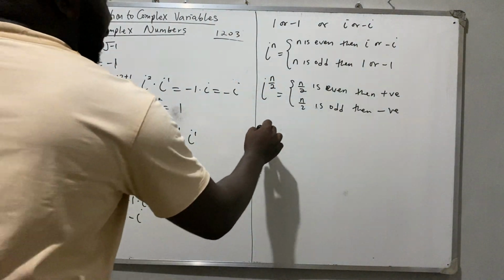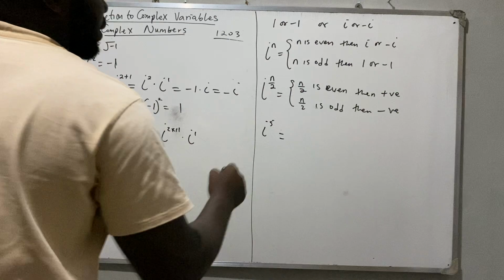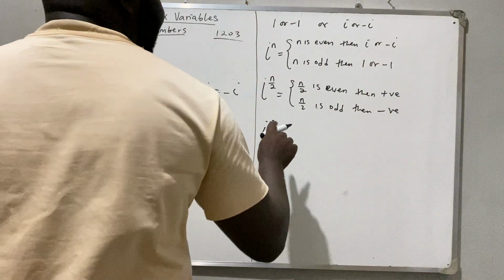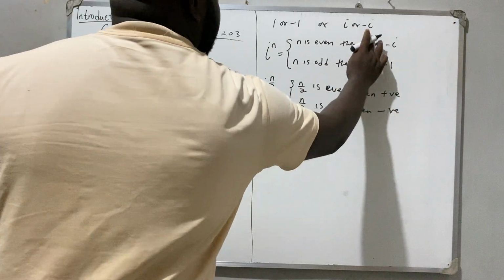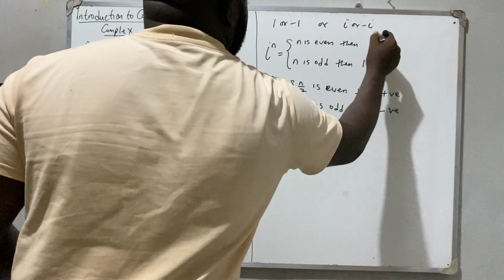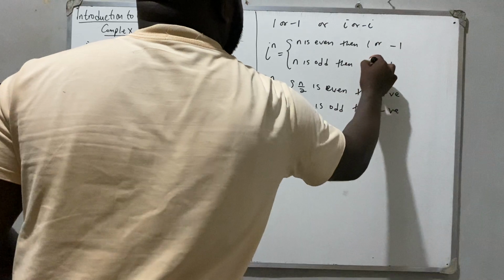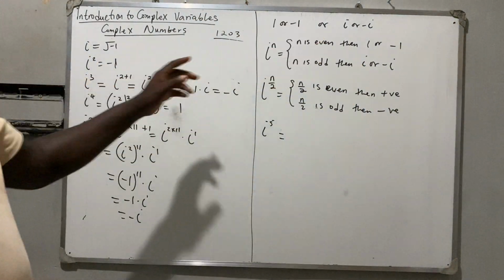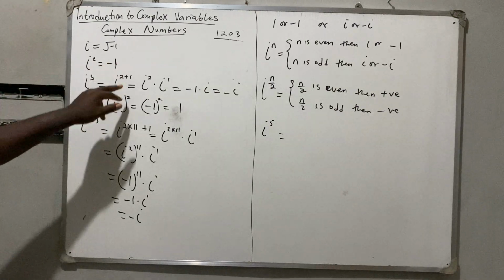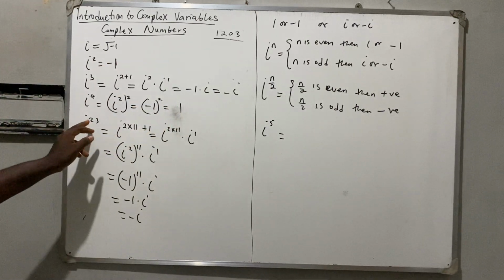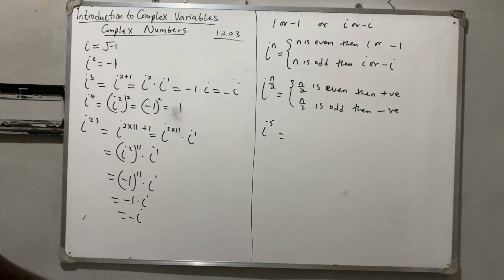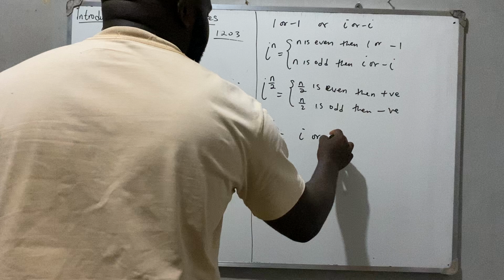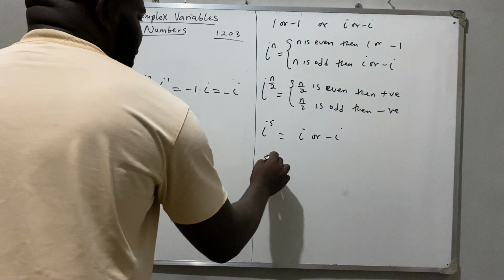So that means if I have i raised to the power 5, the first thing I will check is, is 5 even or odd? 5 is odd. Sorry, I switched it. Even gives 1 or minus 1, like we saw here: even, minus 1, even, 1. If it is odd, I'm expecting i or minus i. So since 5 is an odd number, I'm expecting i or minus i. I will now say 5 divided by 2.